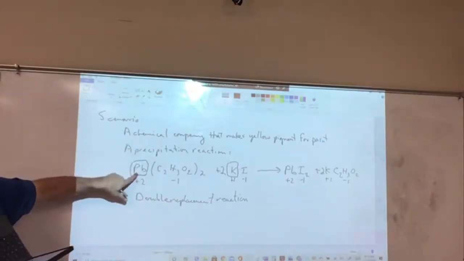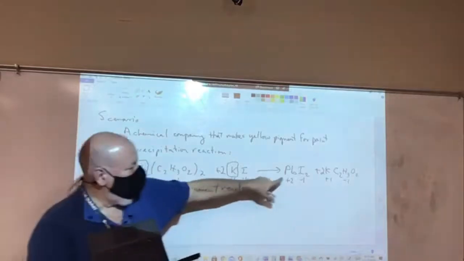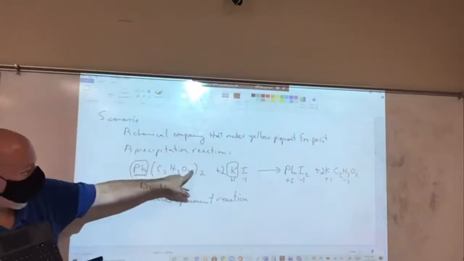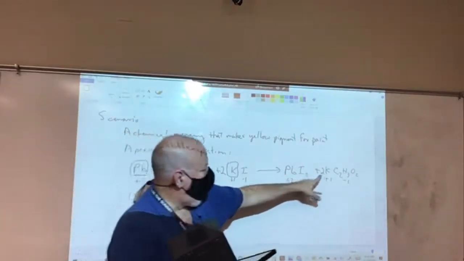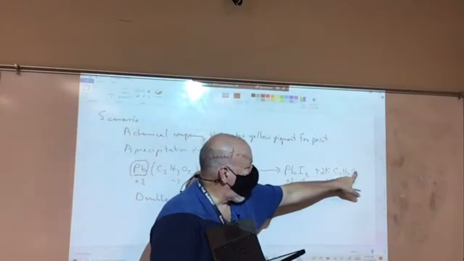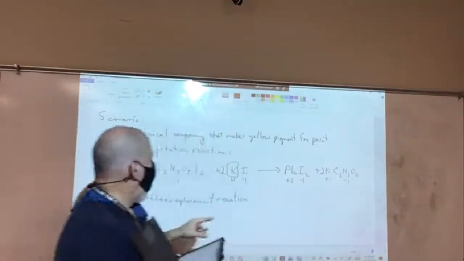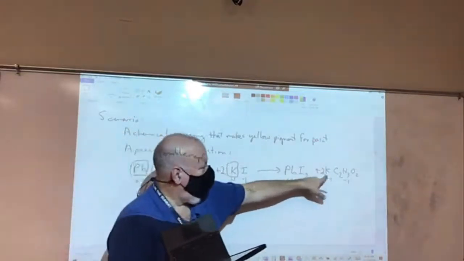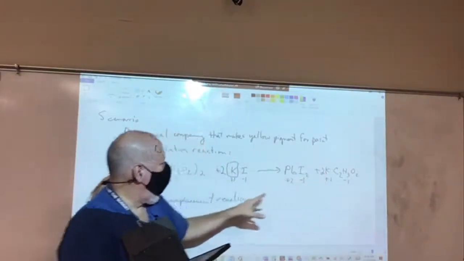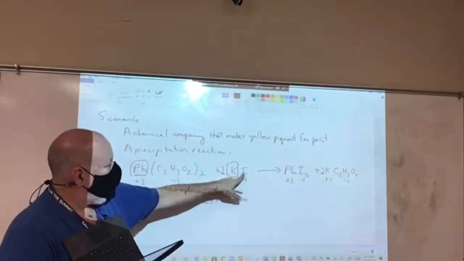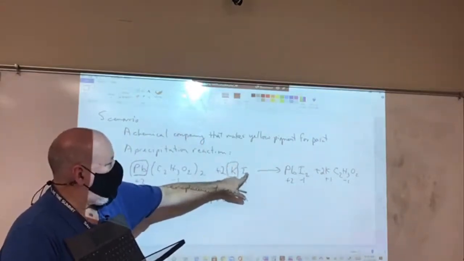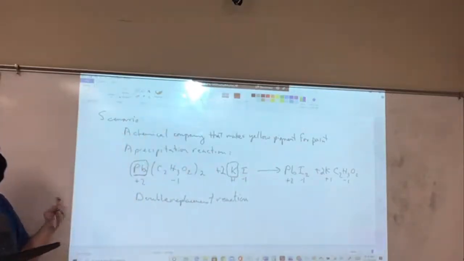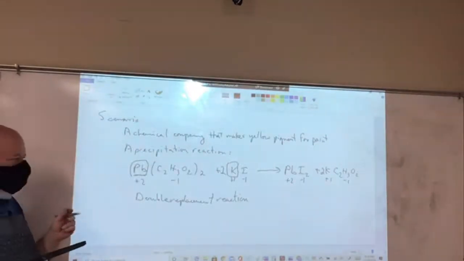So let's take a survey here. I have 1 lead atom here, and 1 lead atom here. I have 2 acetate ions here, and because of this 2, I have 2 acetate ions here. I have 2 potassiums here, and I have 2 potassiums here. And then I have 2 in front of this whole thing, so that also means 2 iodine atoms, and I have 2 iodine atoms here. So everything is the same on both sides of the equation.